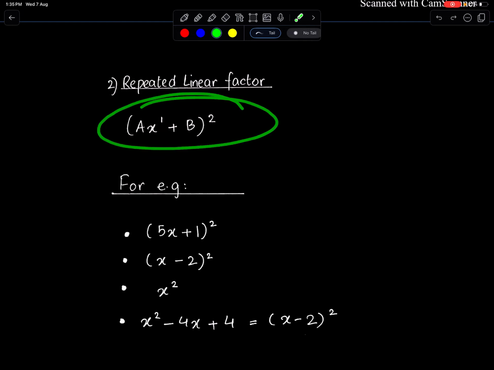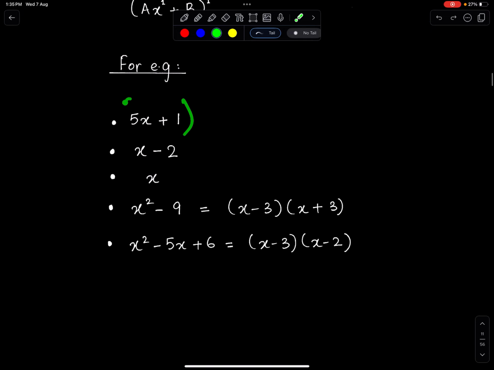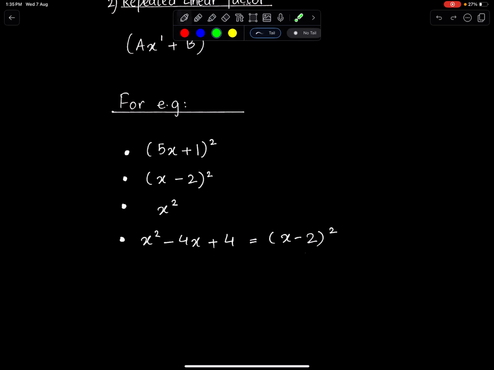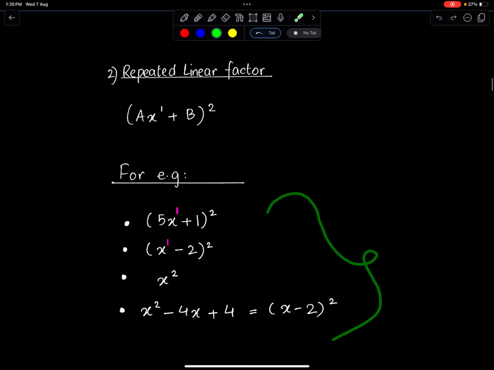Now if you square these factors, then all these factors will become repeated linear. See, 5x plus 1 whole square, repeated linear because power of variable is 1 and power of expansion is 2. Here power of variable is 1 and power of expansion is 2. So repeated linear. This is also a repeated linear factor. You have to check this, factorize this. So this is a repeated linear factor. So these are the examples of repeated linear factors.